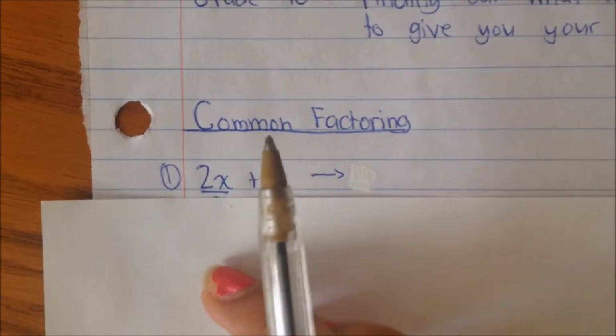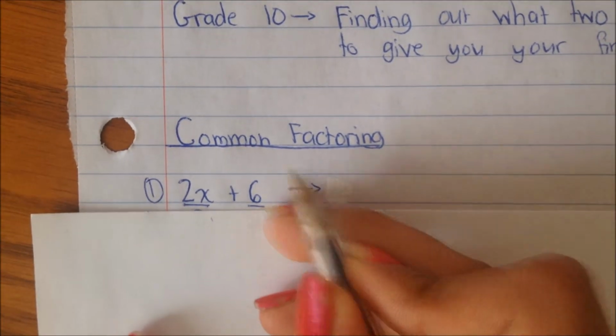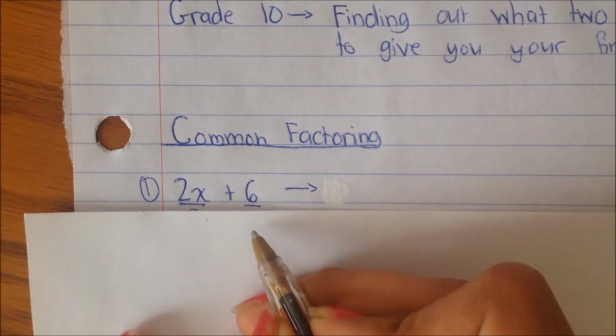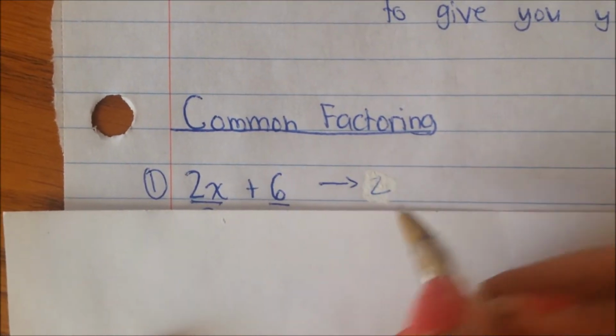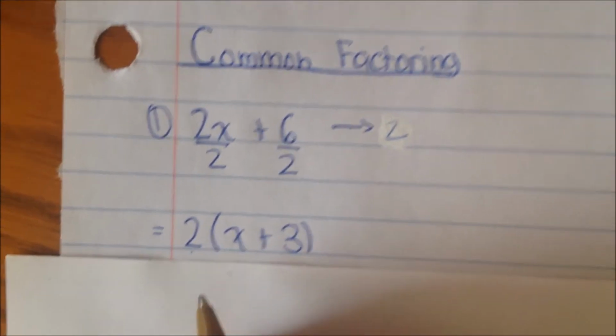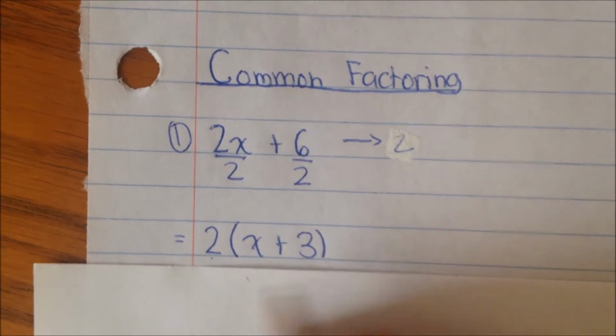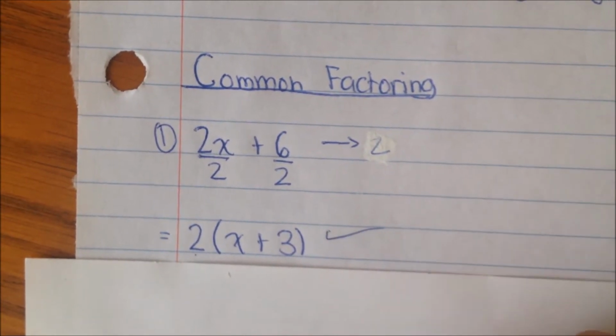For example, the expression 2x plus 6. We can factor this by first finding a common factor. A common factor between 2x and 6 is 2. So divide both terms by our common factor. We end up with 2 times x plus 3. If you expand this, you'll get 2x plus 6. So this is your final answer.